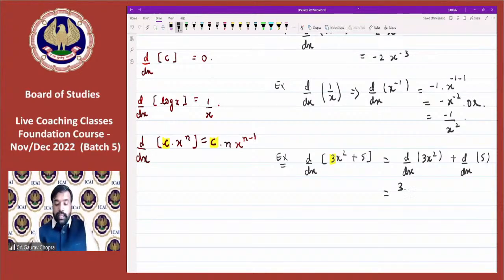And then we have to find out the derivative of x square. So 3 multiplied by 2x plus d by dx of only 5. Since 5 is all alone, there is no variable attached to 5, so its derivative will be 0. So the final result is 6x. The final result will be 6x. All right.